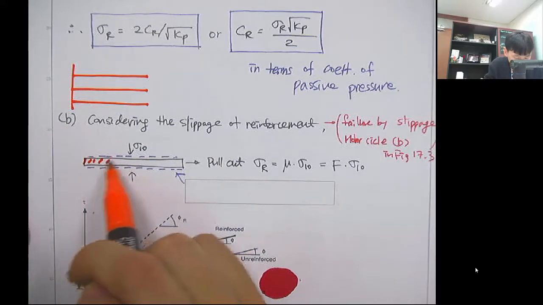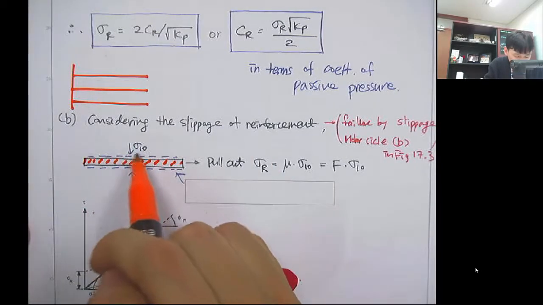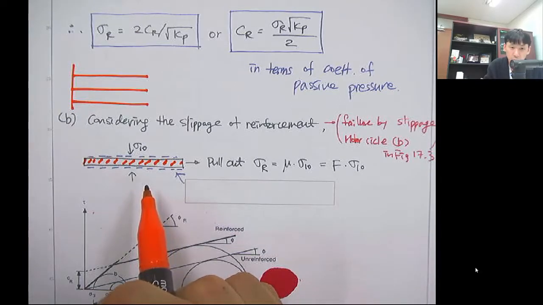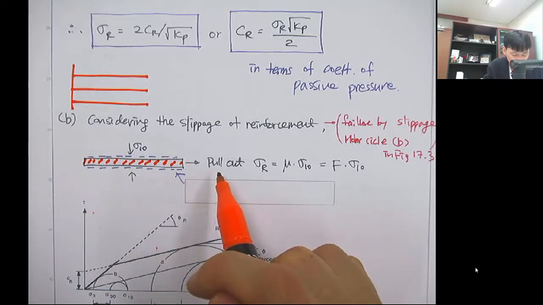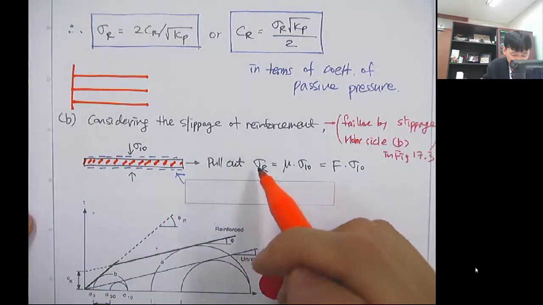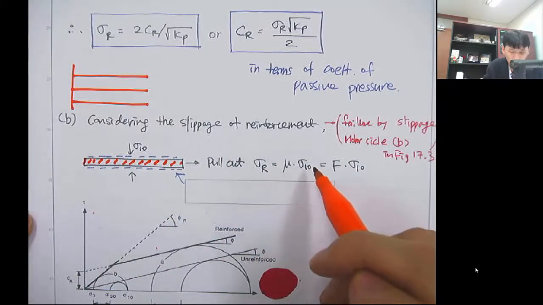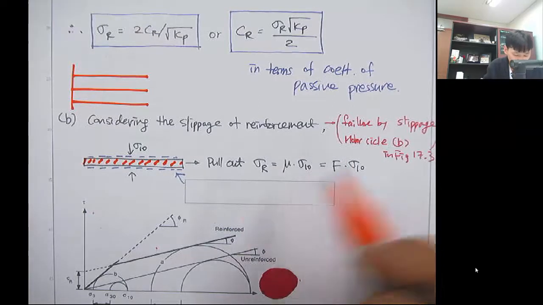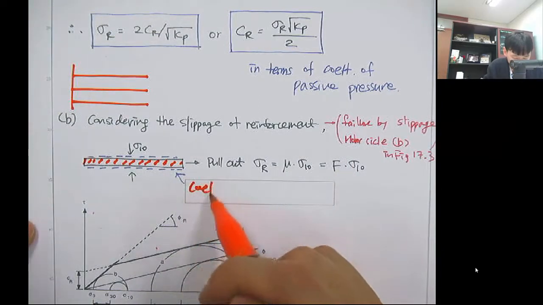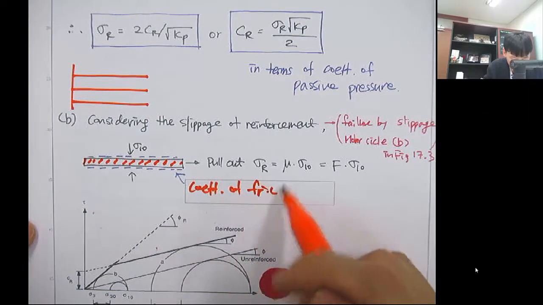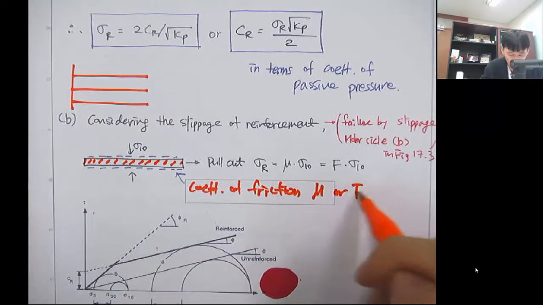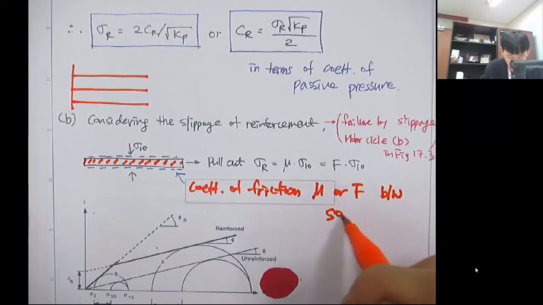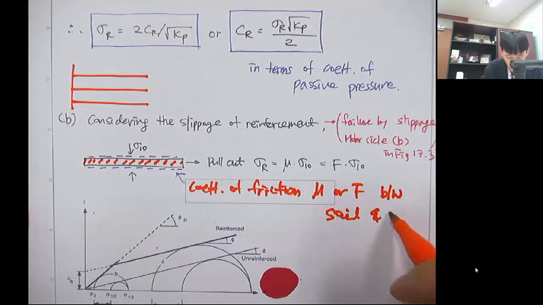So let's say that this is a reinforced material. Then there will be a normal stress, the vertical effective stress, sigma 1 naught. And the pull out force or the stress that's caused by this normal stress will be mu times sigma 1 naught, the normal stress. So here we have to know the coefficient of friction, or the friction coefficient, which is mu or F, between soil and reinforcement.